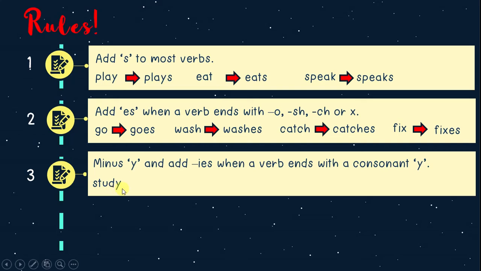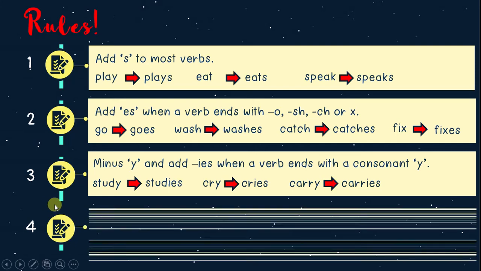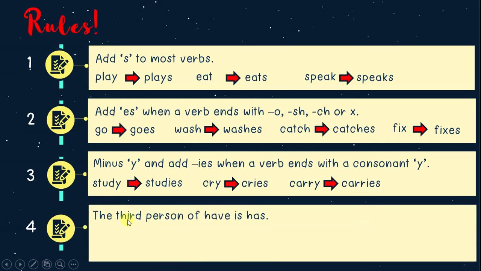Okay, study will become studies. Cry will become cries. And carry, membawa, will become carries. Okay, this is rule number 3. And the last one, rule number 4. Okay, rule number 4, the third person of have is has.